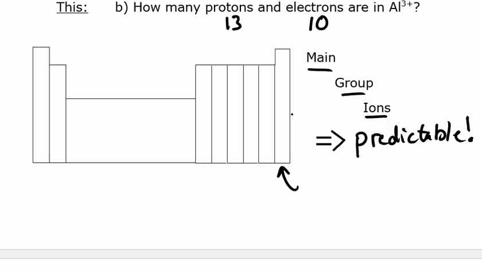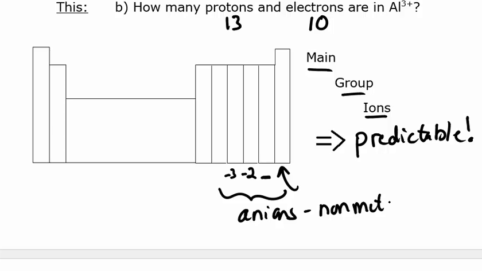So the anions will be in the nonmetals, and if you're 1 away from the noble gases, it will have a -1 charge. If you're 2 away, it'll be -2, and if you're 3 away, it'll be -3. So these are the anions, and they will only be in the non-metals.